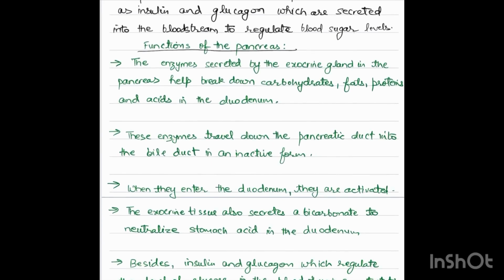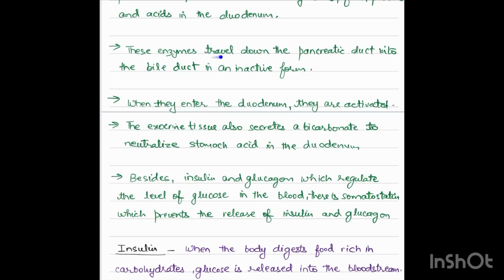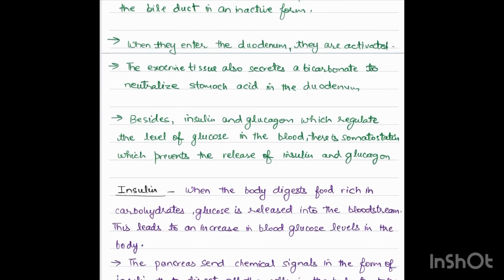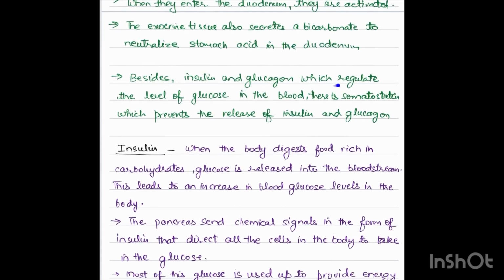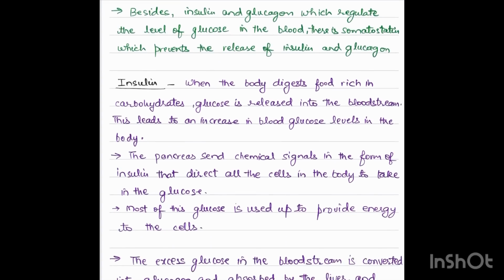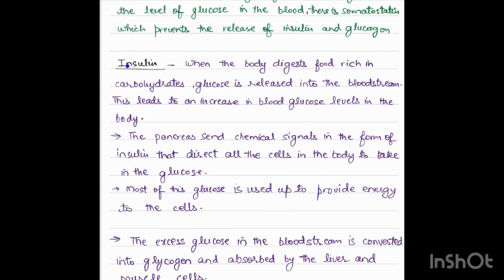The main functions of the pancreas include the following. The enzymes secreted by the exocrine gland in the pancreas help break down carbohydrates, fats, proteins, and acids in the duodenum. These enzymes travel down the pancreatic duct into the bile duct in an inactive form, and when they enter the duodenum, they are activated. The exocrine tissue also secretes bicarbonate to neutralize stomach acid in the duodenum. Besides insulin and glucagon, which regulate the level of glucose in the blood, there is somatostatin, which prevents the release of insulin and glucagon.